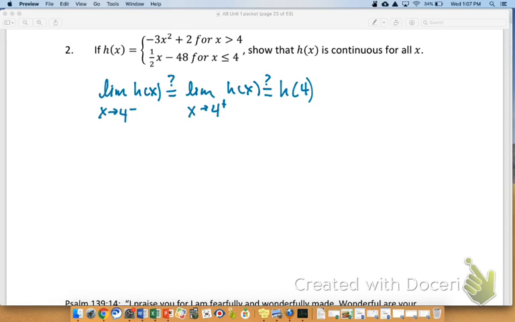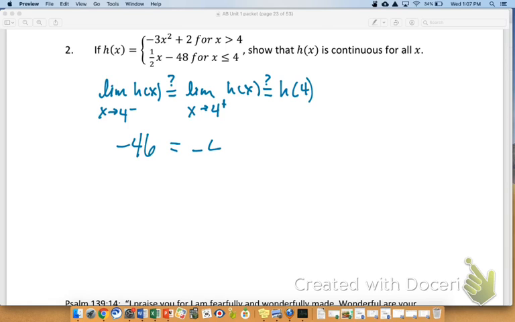Okay, so from the left, we're talking about the line. And so that would be 1/2 times 4 minus 48. I see negative 46 up there for that one. And maybe that equals the limit from the right. So we plug the 4 in. We try the parabola. That'd be negative 48 plus, look at that, it's negative 46.